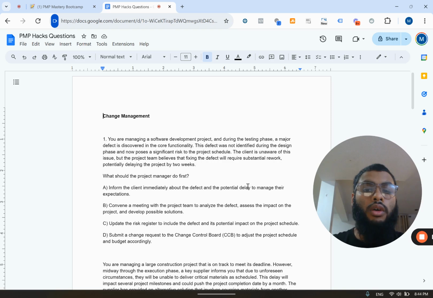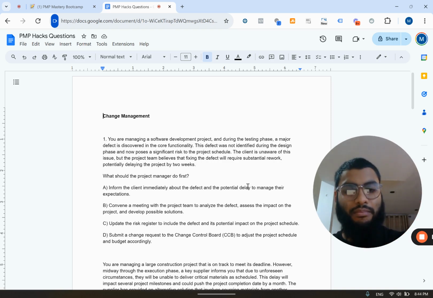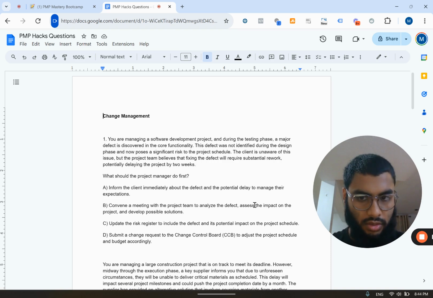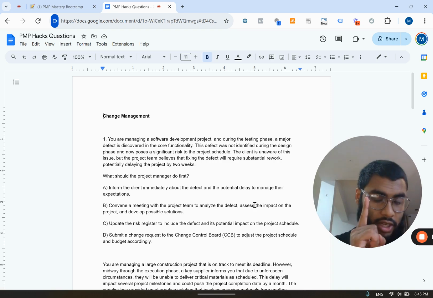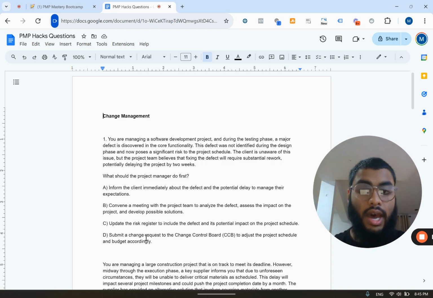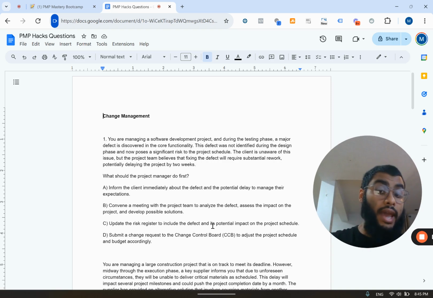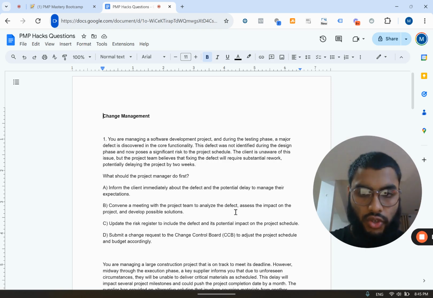Convene a meeting with the project team to analyze the defect, assess the impact on the project, and develop possible solutions. Now, this is a very, very good solution as well. This is the project manager taking a step back, collecting all the information, assessing the impact, and then moving forward. This is principle number one in action. Nothing wrong with that. Update the risk register to include the defect and its potential impact on the project schedule. That's good too. We've got a potential risk: the schedule is going to be delayed. Let's put it in the risk register.